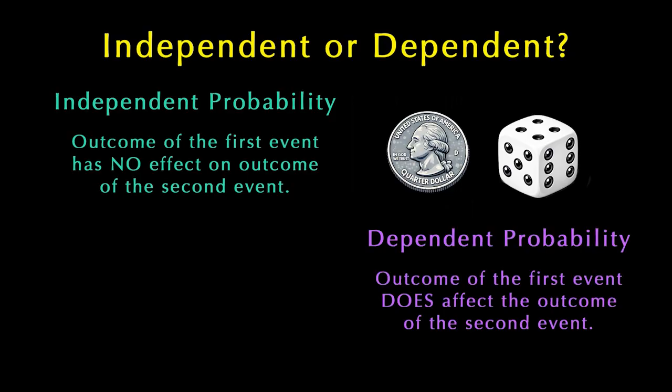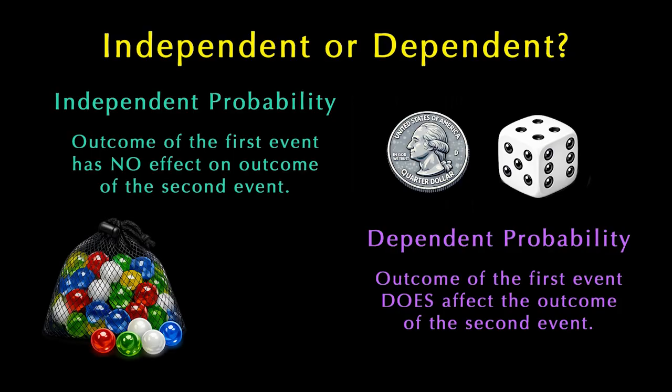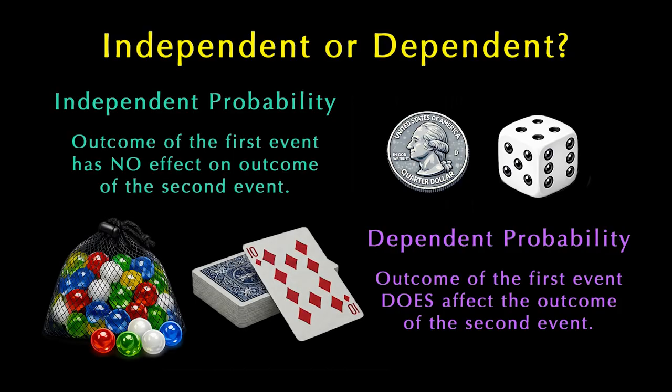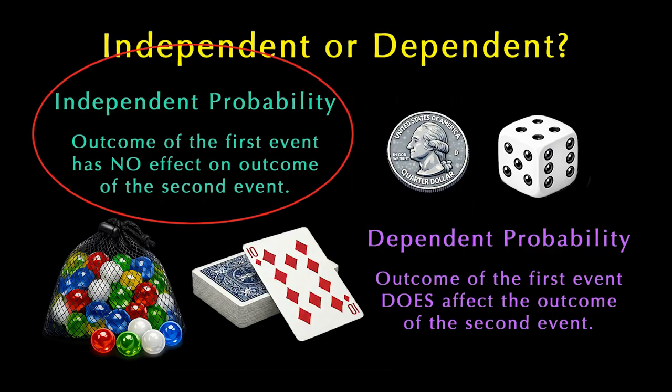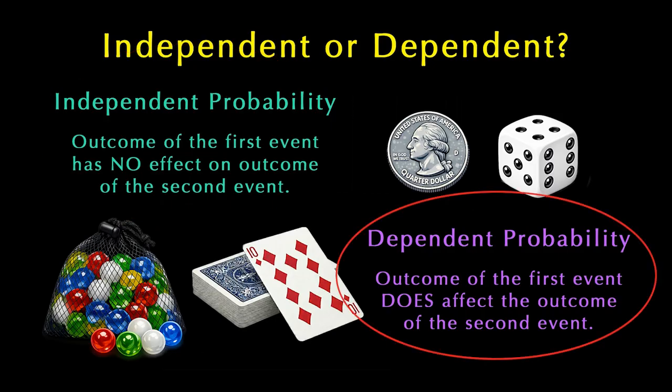If I'm talking about dependent probability, the outcome of the first event does affect the outcome of the second event. This would be such as pulling a marble out of a bag or pulling a card out of a deck. So if I do either of those actions and I don't return the marble or the card, then it's going to change the probability of this second event. Independent probability means that each action happens separately. Dependent probability means the second action depends on what happens after the first action.